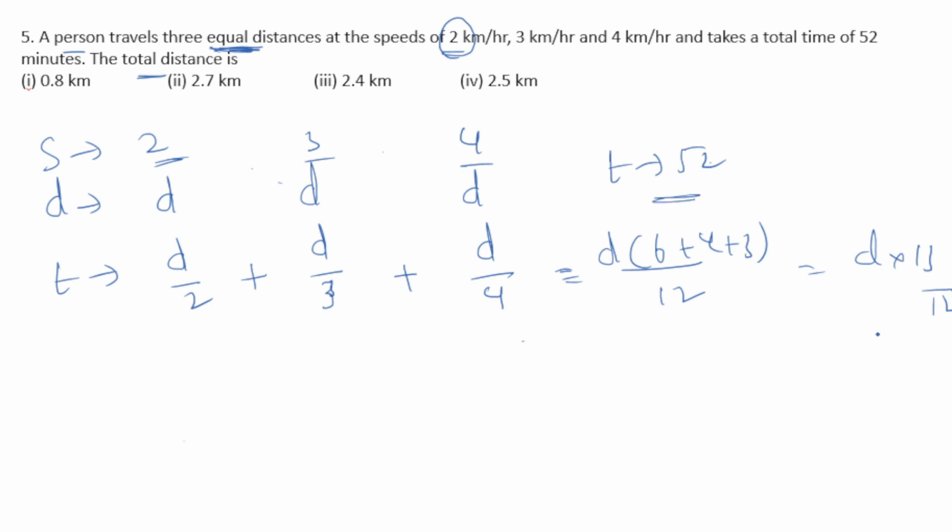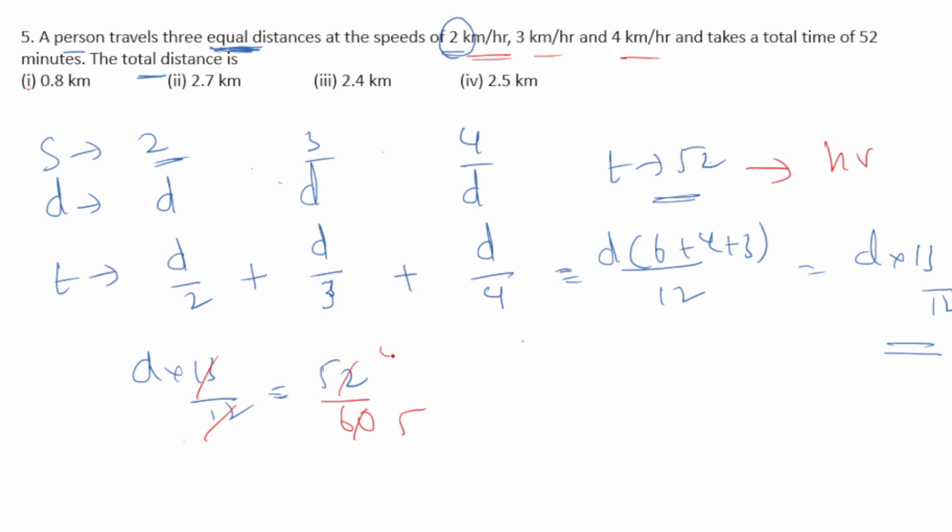And here the total time is given as 52 minutes. So we will equate these two equations. D into 13 divided by 12 is equal to 52 minutes. Okay. Here everything is in kilometers per hour, so we will convert this time in hours. Okay. So we will divide 52 by 60 here. We will get 12 into 5 is 60 and 13 into 4 is 52. So here D is equal to 4 by 5.